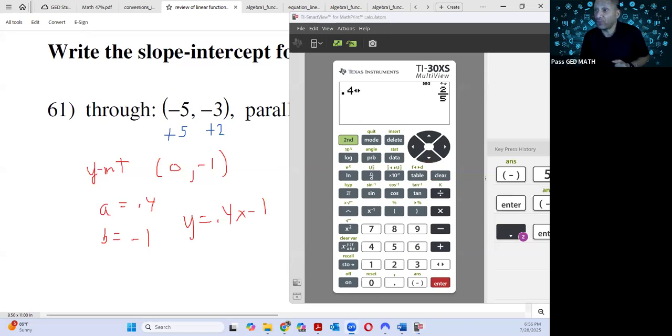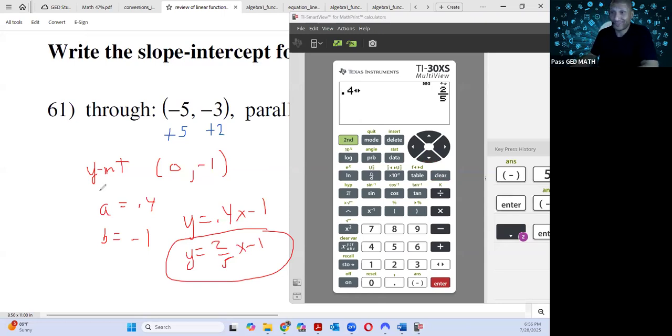Now you rewrite it with the fraction. Y equals 2/5 x minus 1. Did we get the same answer 3 times? Yes.